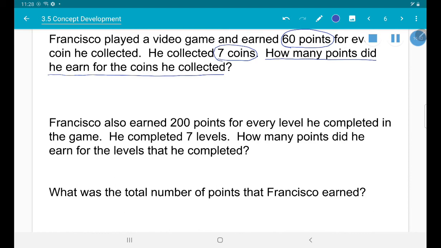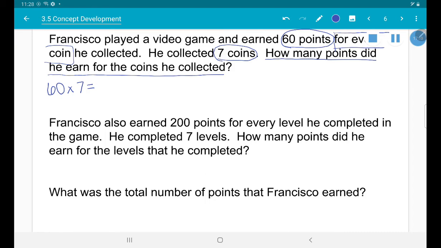All right, so since it tells us 60 points for every coin, that tells me that each one is worth 60 points, and I have 7, or he collected 7 coins. So I'm going to multiply 60 points per coin times 7 coins.